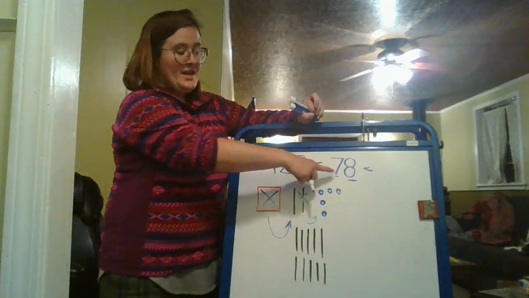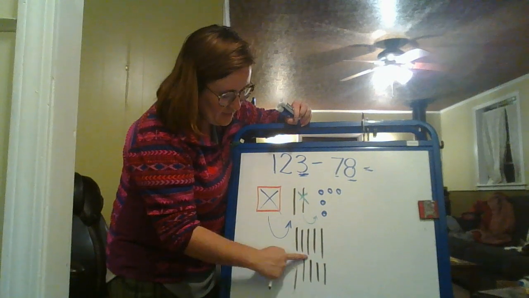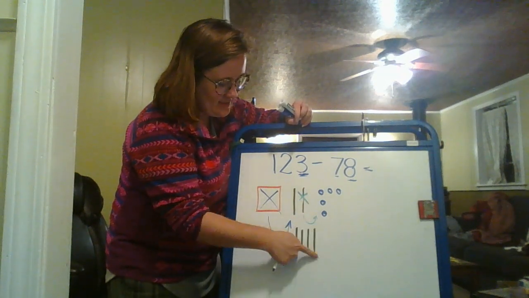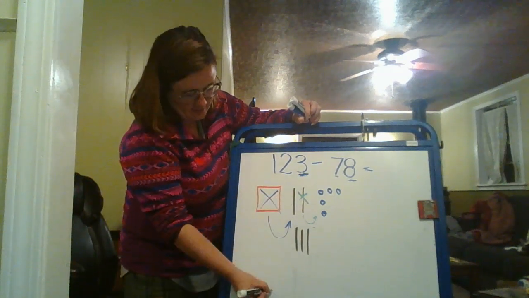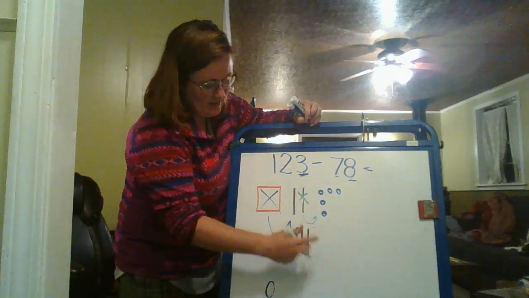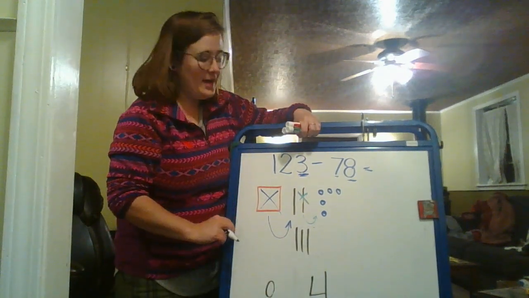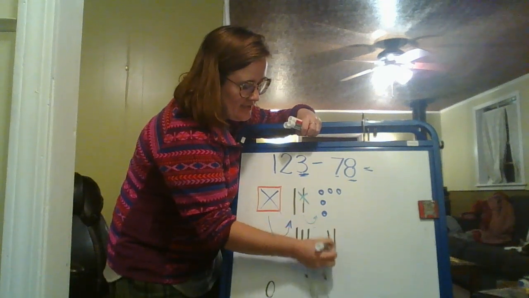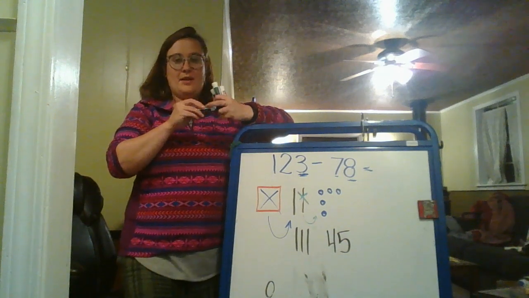Okay. Now, can I erase 7 tens? Definitely. 1, 2, 3, 4, 5, 6, 7. And I have 0 hundreds, right? I have 4 tens. And I have, all right, I'll write that up here. I have 4 tens and I have 5 ones, leaving me with 45.